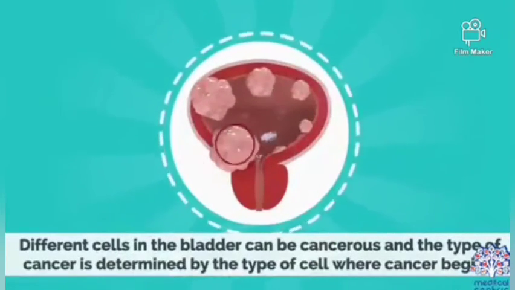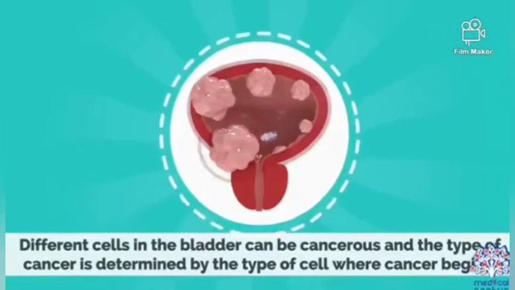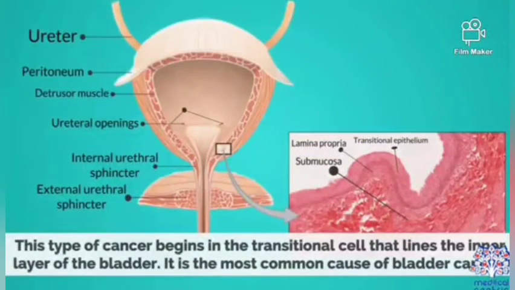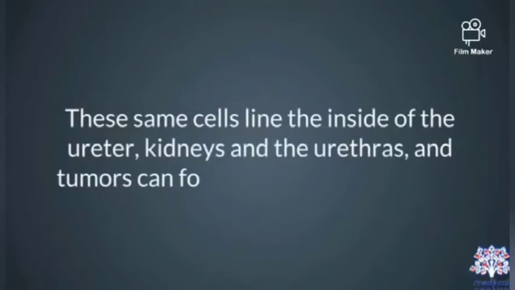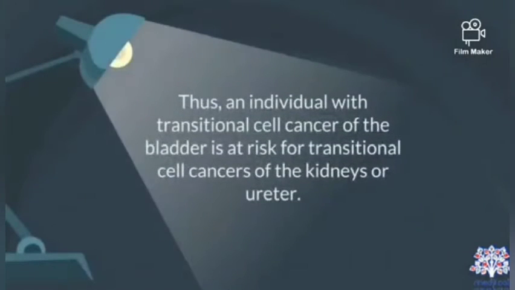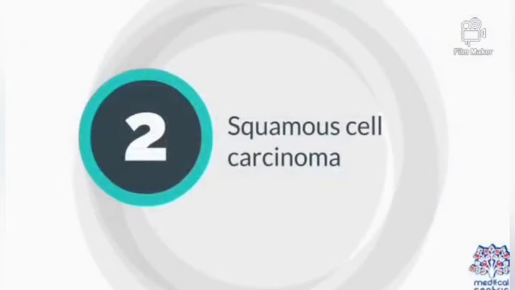Different cells in the bladder can be cancerous, and the type of cancer is determined by the type of cell where cancer begins. Transitional cell carcinoma. This type of cancer begins in the transitional cells that line the inner layer of the bladder. It is the most common type of bladder cancer. These same cells line the inside of the ureters, kidneys, and the urethra, and tumors can form in those places as well. Thus, an individual with transitional cell cancer of the bladder is at risk for transitional cell cancers of the kidneys or ureters.